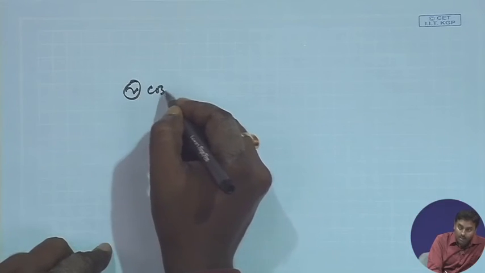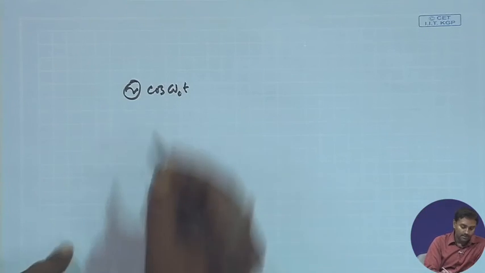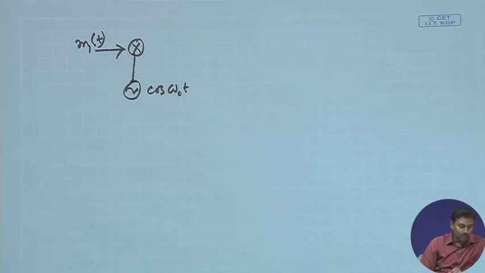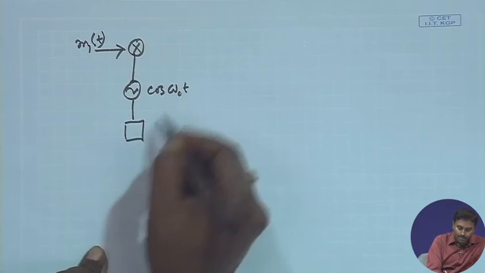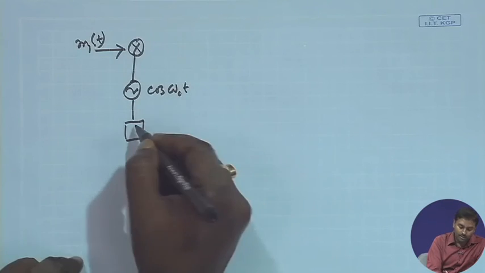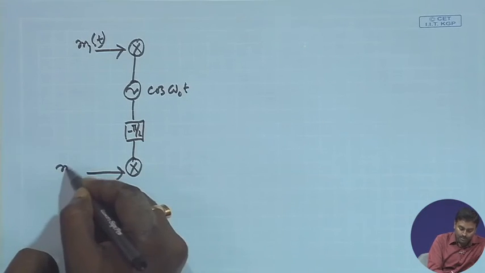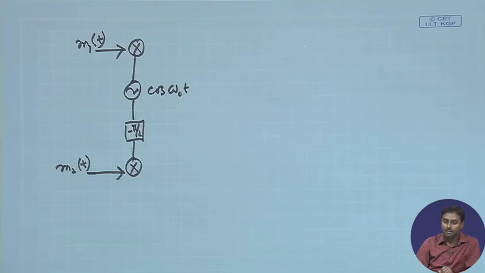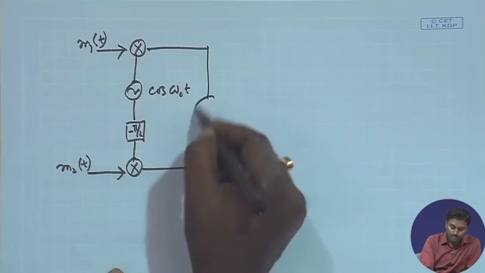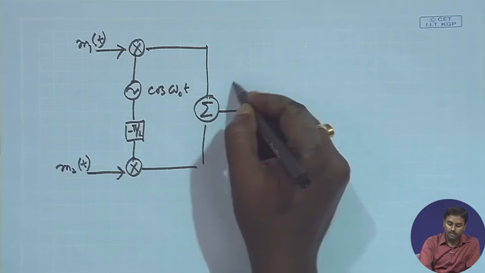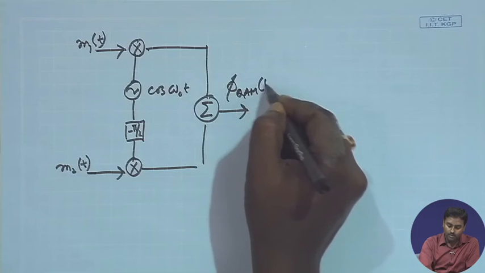So, what will be the corresponding modulator and demodulator? I just have to generate a local cos omega_c t, multiply that with our message signal m1(t), and then from cos I have to produce sine. So, put a pi by 2 phase shift, multiply with another signal m2(t). Whatever you get, you add them together and put it in the channel. So, that is the phi_QAM(t).